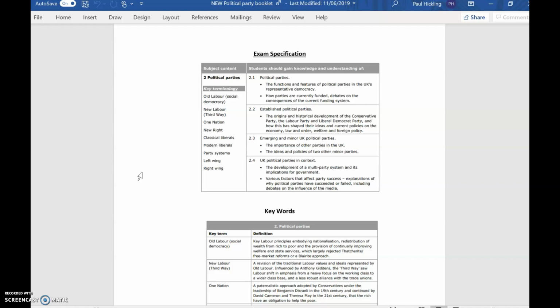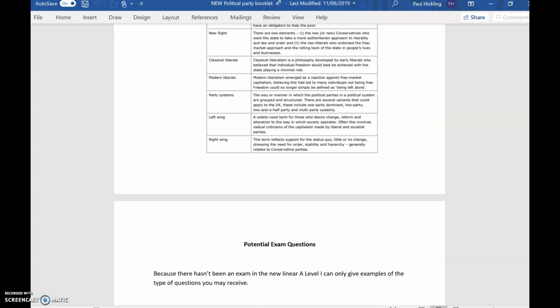Now, this introductory video, we're basically going to look at 2.1 and that very first bullet point, the functions and features of the main political parties. And we're also going to have a look at 2.4 on that first bullet point, this thing about multi-party systems.